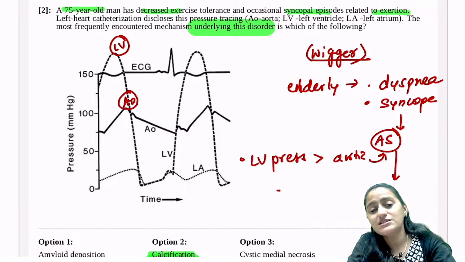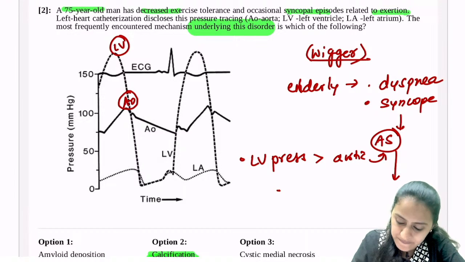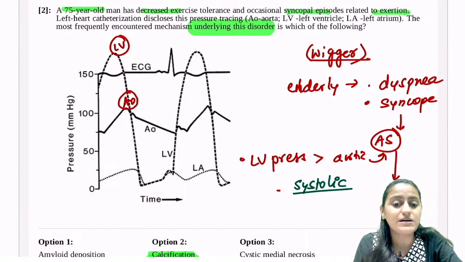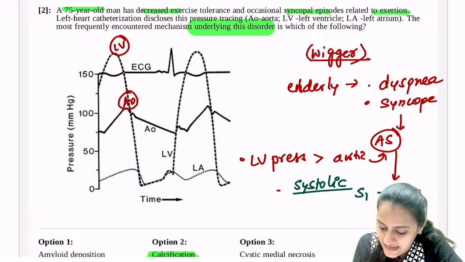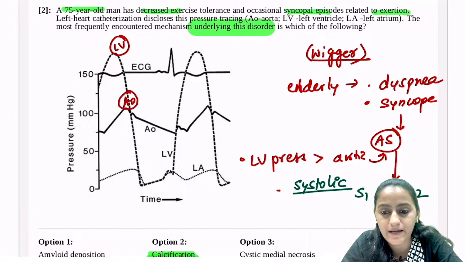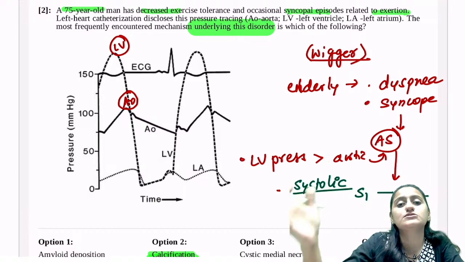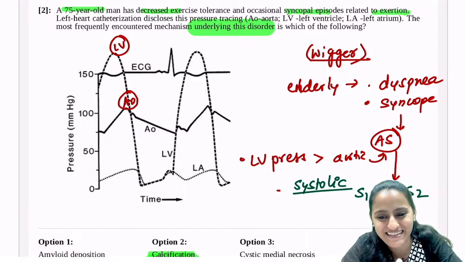So my next question is, will you hear it between S1 and S2 or between S2 and S1? Since it is a systolic murmur, will you hear it between S1 and S2 or S2 and S1? Remember, between S1 and S2. Okay, it is S1 and S2 because from S2 diastole starts. Remember, S2 is di. So it is between S1 and S2.